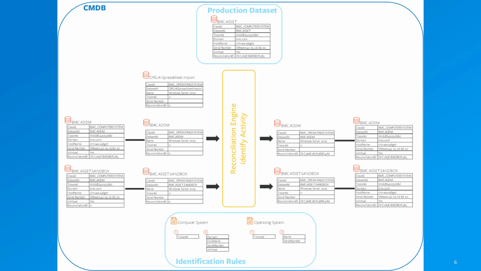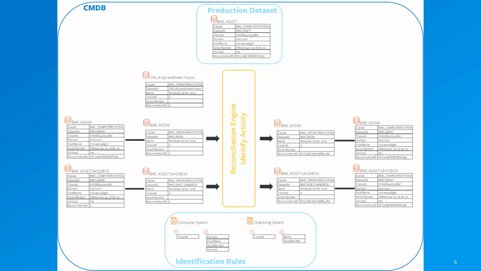Reconciliation engine then sees if there are any operating system records that have the same name and serial number. This will also fail as there are no existing records. After all the rules have been evaluated, a reconciliation ID is auto-generated and written to the operating system CI. In this scenario, the parent and relationships are unaffected and will be ready for the rest of the reconciliation process.